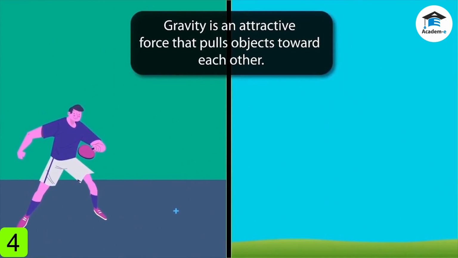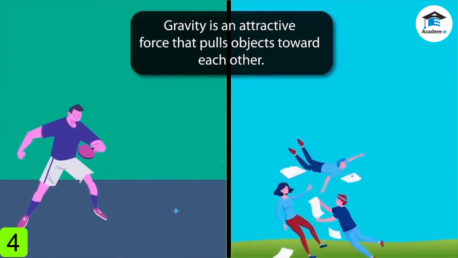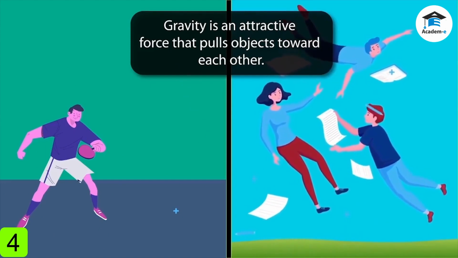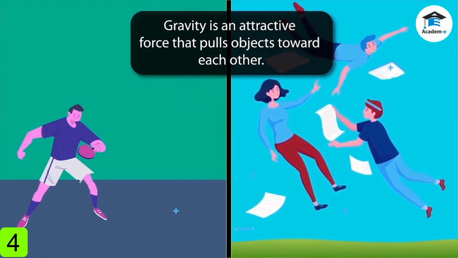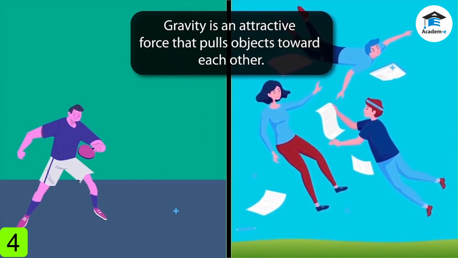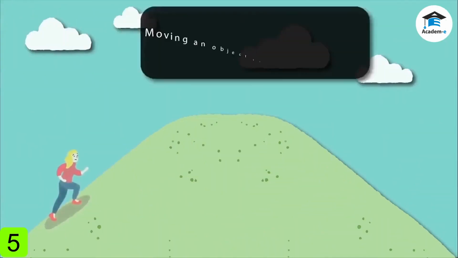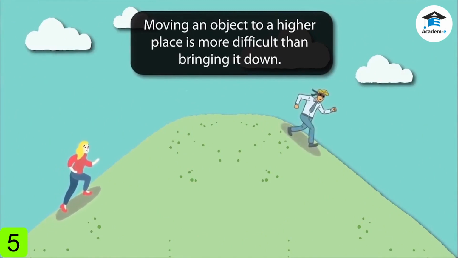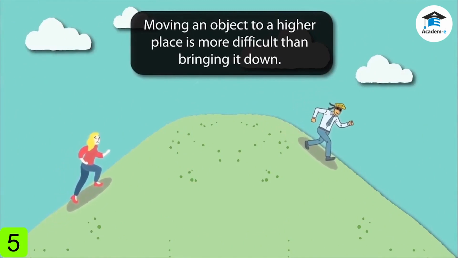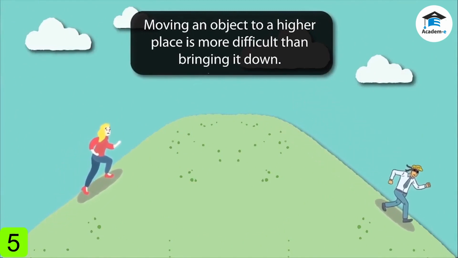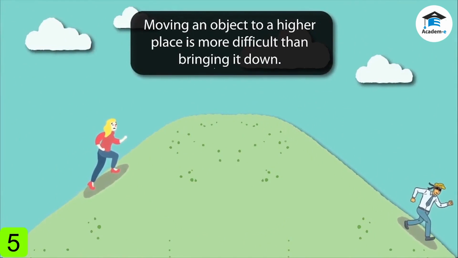What is gravity? Gravity is an attractive force that pulls objects toward each other. Without gravity, you and other objects in your surroundings will float off into the sky and into outer space. Moving an object to a higher place is more difficult than bringing it down. For example, going down the stairs is easier than going up. In the same manner, climbing up a hill is more difficult than going down.